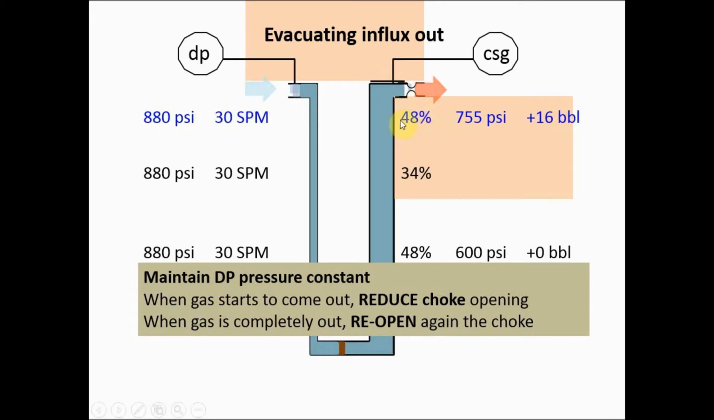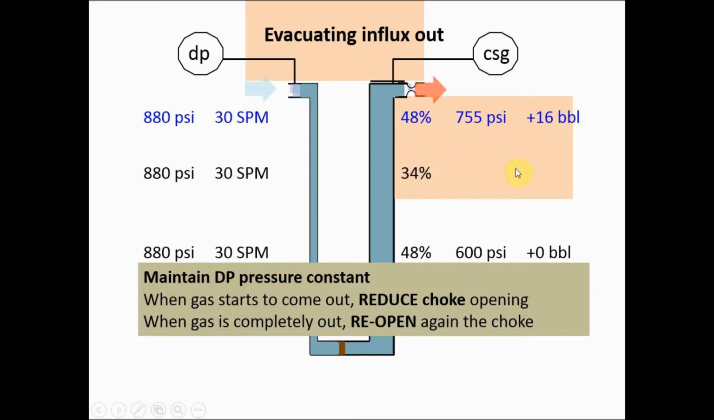When the mud is still coming out of the choke, we open the choke to 48% and we see that casing pressure will be maximum and pit gain will be maximum when the gas is just below the choke. When the gas starts coming out of the choke, we reduce the choke opening from 48 to 34% to maintain drill pipe pressure constant at 880 psi.